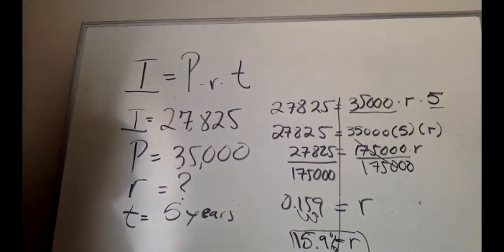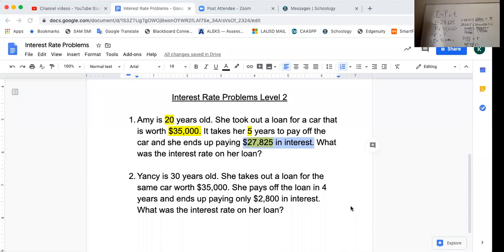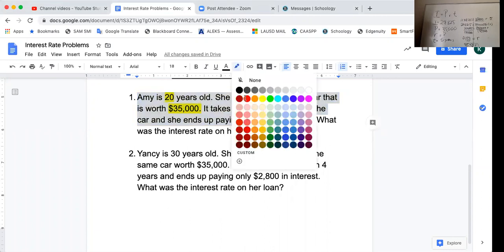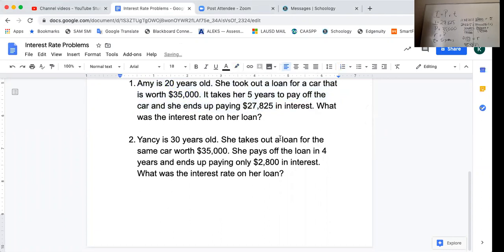All right, let's try another example. Okay, let's go over here. Yancy is 30 years old. She takes out a loan for the same car worth $35,000. She pays off the loan in 4 years and ends up paying only $2,800 in interest.